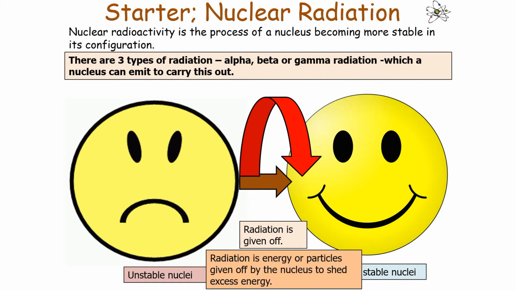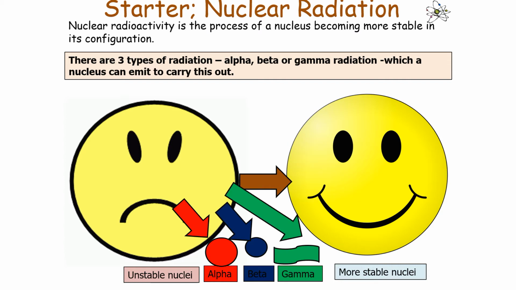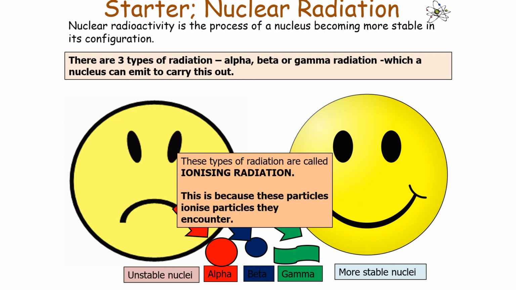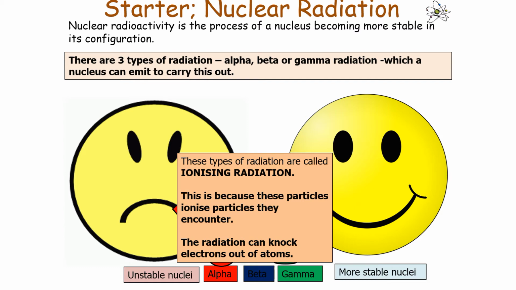So radiation is the energy or particles given off by the nucleus to shed this excess energy, which we can also call radioactive emission, and there are three types of radioactive decay an unstable nucleus can undergo. The radiation can take three forms depending on the unstable nucleus, but all the radiation always originates from the nucleus of the atom, and those are either alpha radiation, beta radiation, or gamma radiation. These types of radiation are called ionizing radiation. This is because the particles ionize the other particles they encounter, so the radiation can knock electrons out of atoms.